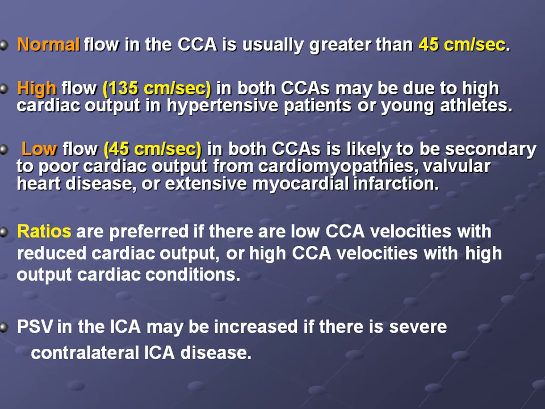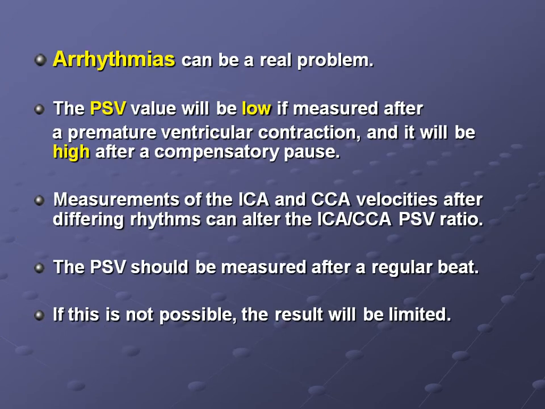Peak systolic velocity in the ICA may be increased if there is severe contralateral ICA disease. If the right ICA is severely stenosed, you might have increased velocity in the left ICA to compensate. If one is blocked, the other compensates. Okay? You should keep that also in mind.